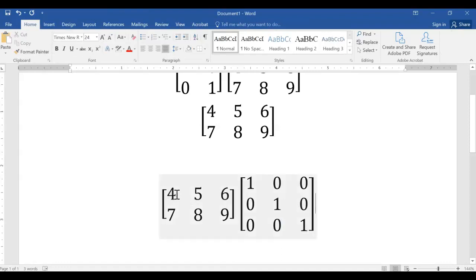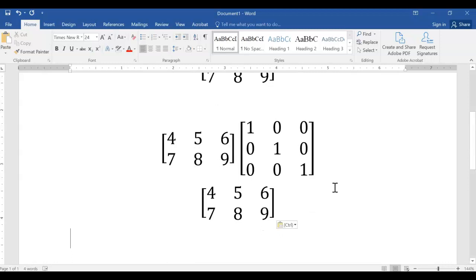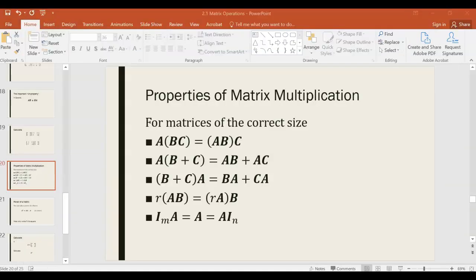And if you think about row expanding this, 4 times 1, 5 times 0, 6 times 0, so that's only picking up a 4 in the 1-1 entry. If I do the same thing, first row, but second column, all you're going to pick up is the 5. And then first row, third column, all you're going to pick up is the 6. So you're getting back again 4, 5, 6 in the top row, and 7, 8, 9 in the second row. All right? So that's what's going on with that last property.